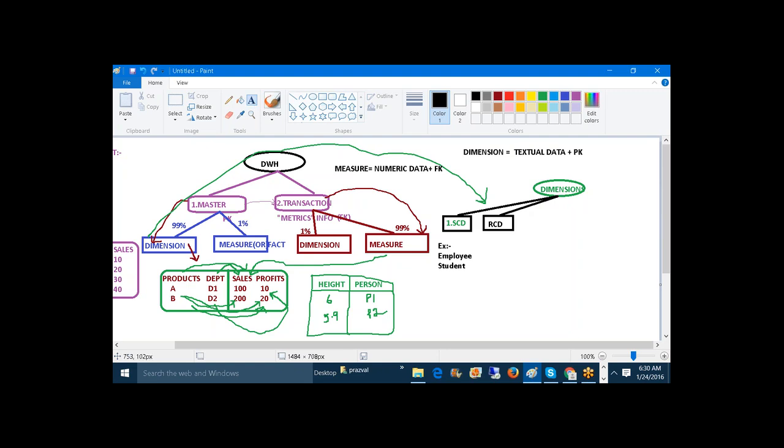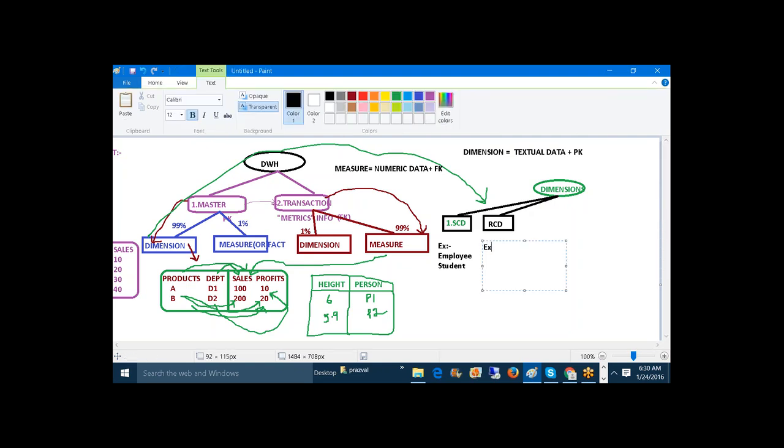So what is the best example? The best example is age. If you take age, each and every second, 1 second will add to our age. And each and every minute, 1 minute will add to our age, and each and every hour, 1 hour will add to our age. So age is the best example for the rapidly changing dimension.